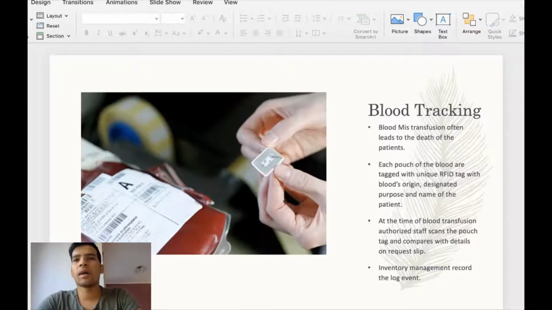Each pouch of blood arrives with a self-adhesive RFID label. These labels store information such as the blood origin, its designated use and purposes, and its recipient information, which are linked with a unique identification. When a blood transfusion is required, the authorized staff confirms the patient details along with the RFID patient identification against the request slip.